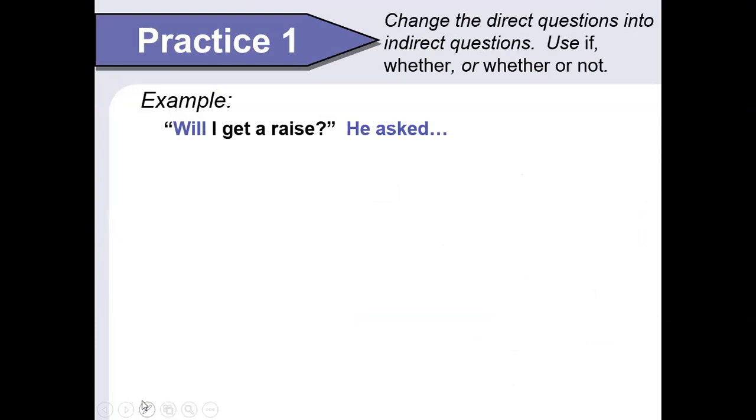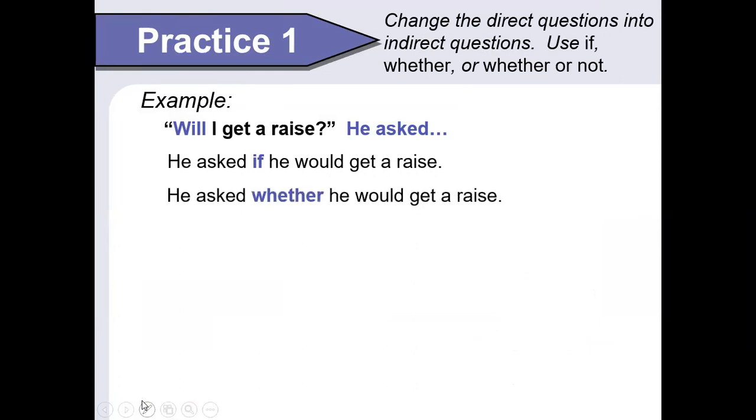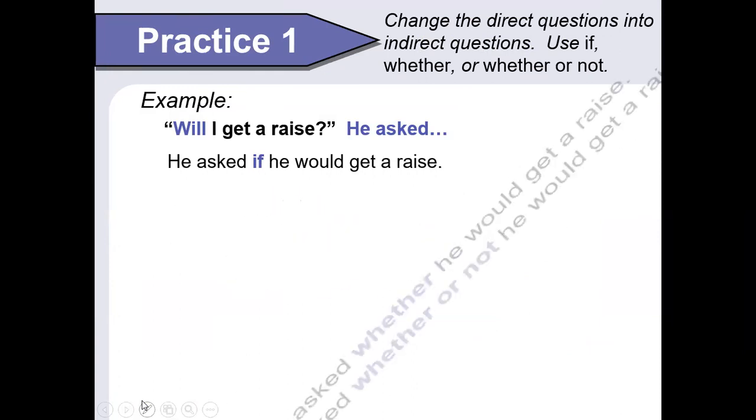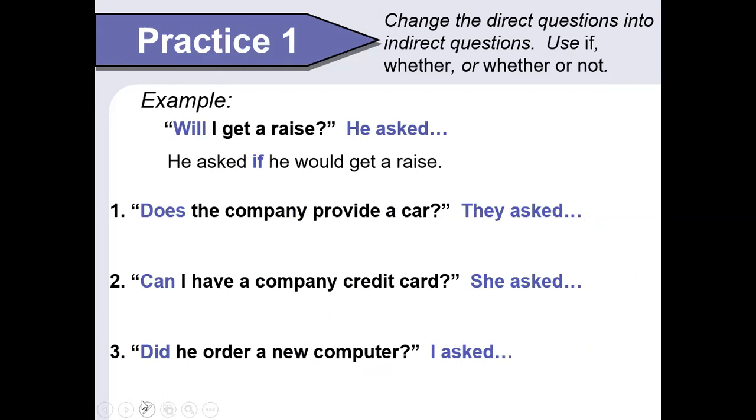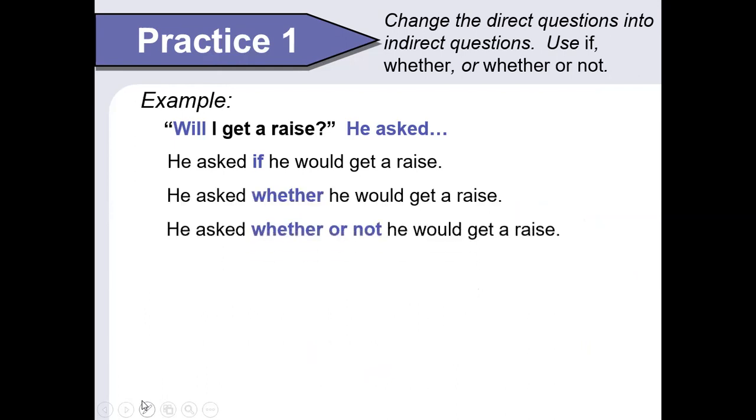And now we're gonna practice with this. Will I get a raise? And we can say he asked if we would. When we have will, we have to use would, right? He asked if we would get a raise. Now there are more. Or he asked whether he would get a raise, or he asked whether or not he would get a raise.